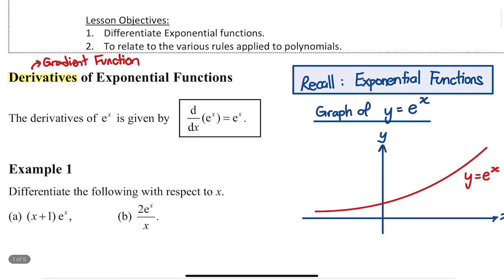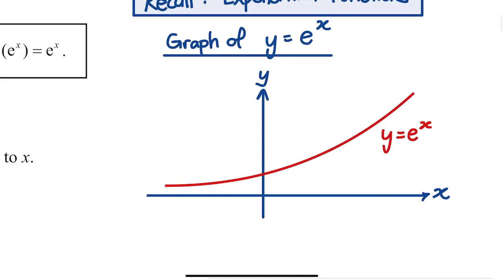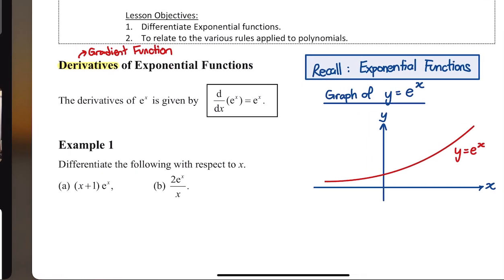So in order to give you a quick understanding, similar to how we differentiate trivial functions, we always look at the graph to see how do we obtain the gradient function of this graph over here. How does the gradient change based on your graph over here? So I'm going to show you a short YouTube video to explain this for exponential functions.